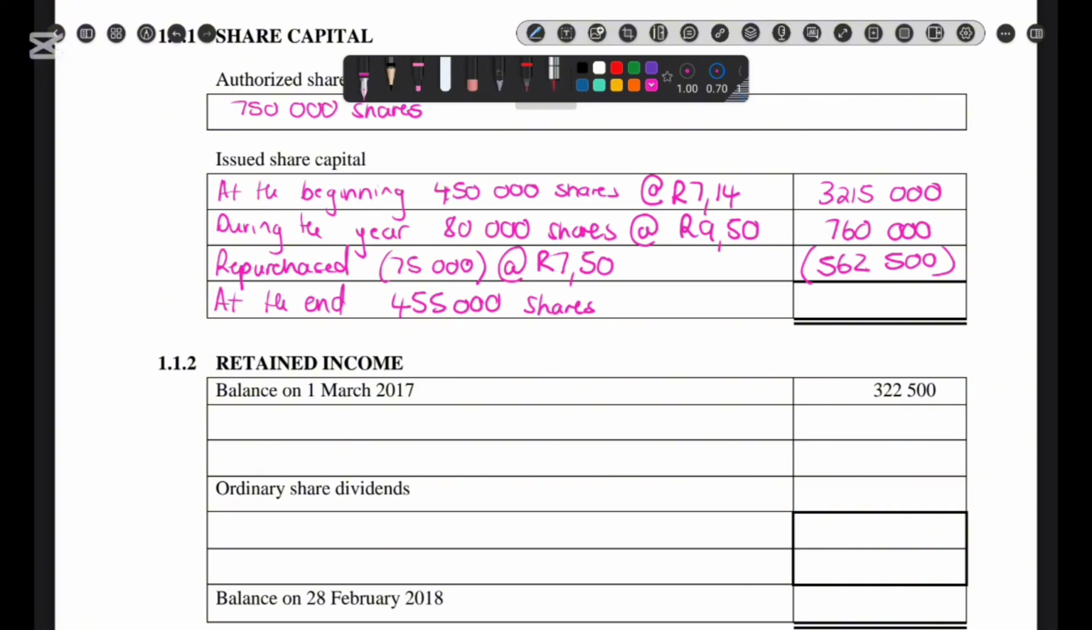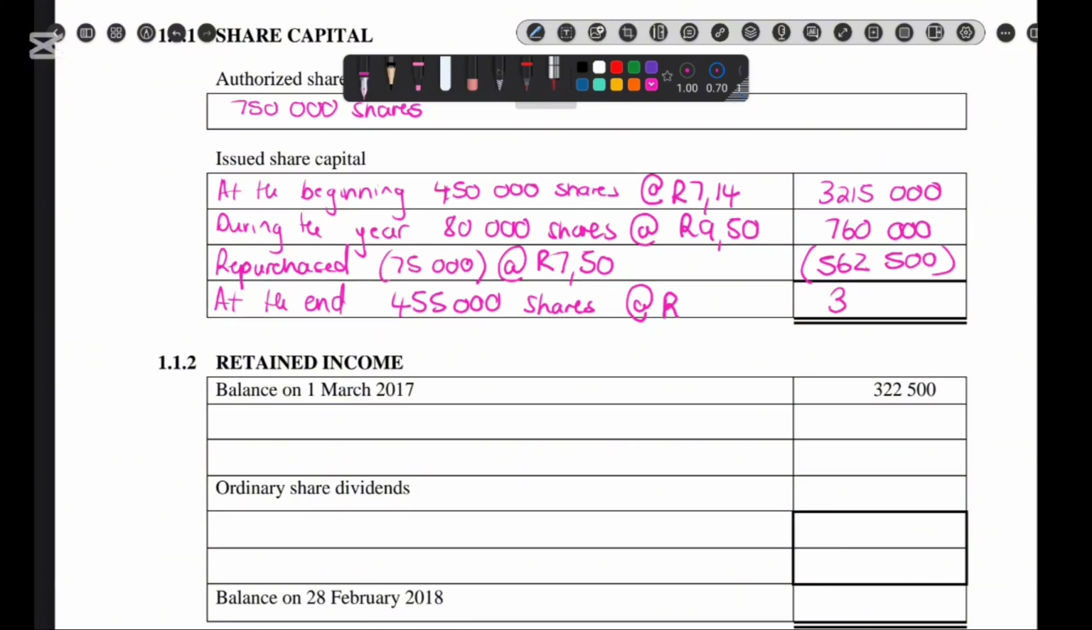And then I take my 3,215,000 plus my 760,000 plus my 562,500, which is 3,412,500, then divided by 455,000, that will give me 750.